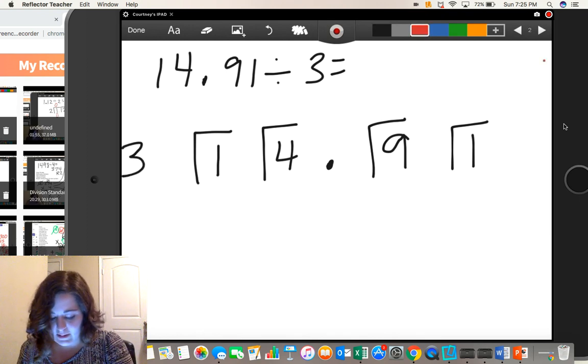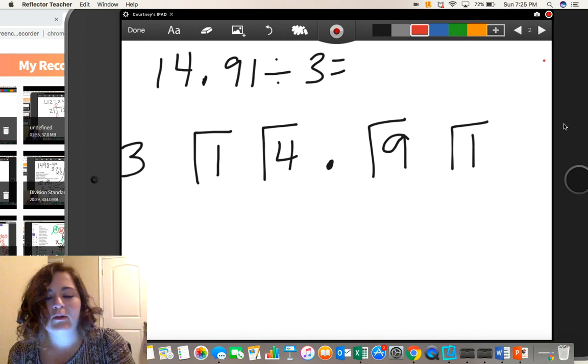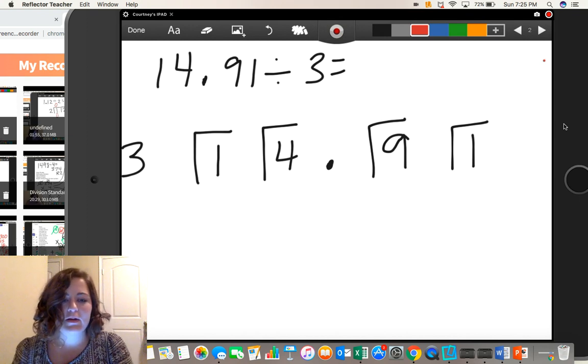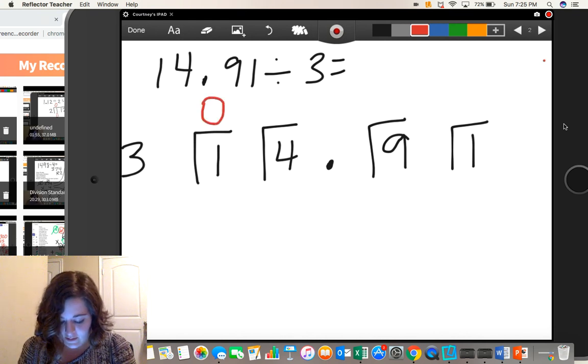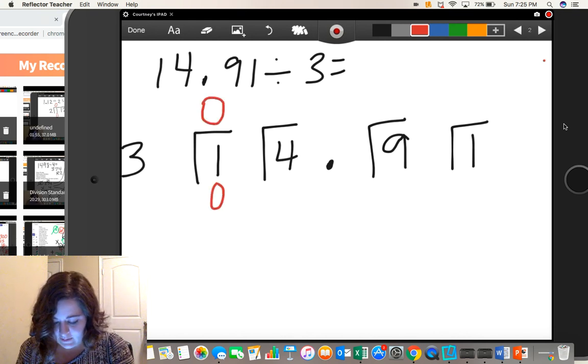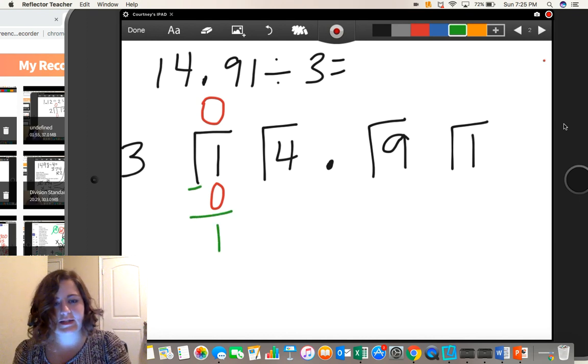And we need to know what number times 3 will get us closest to 1 without going over. 3 times 1 is already 3. That's too big, so we have to go 0. 3 times 0 is 0. After we multiply, we have to subtract. 1 minus 0 is 1. 1 is less than 3. So we're good to move our 1 over to the next division house.